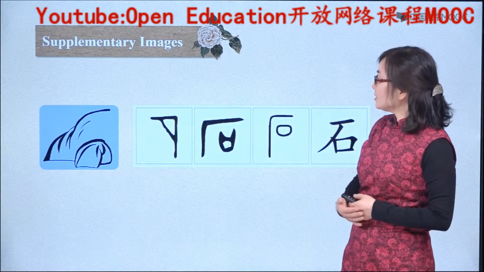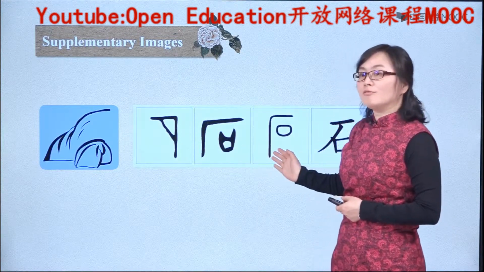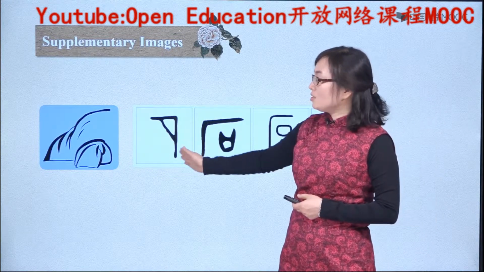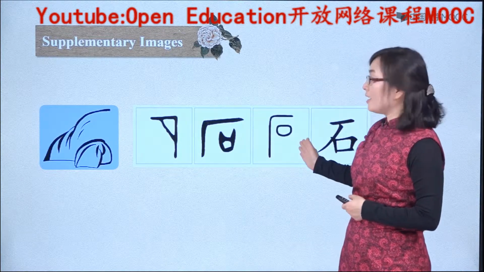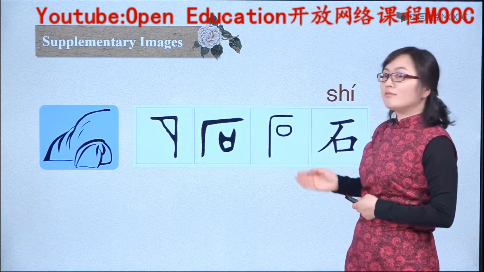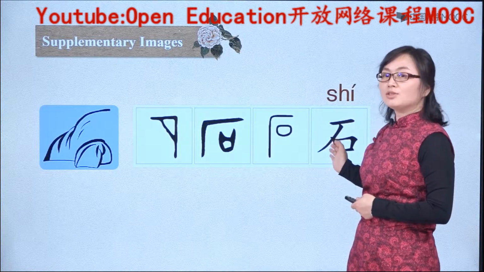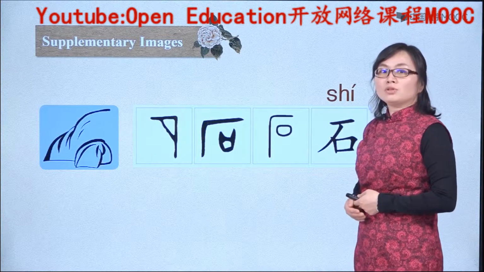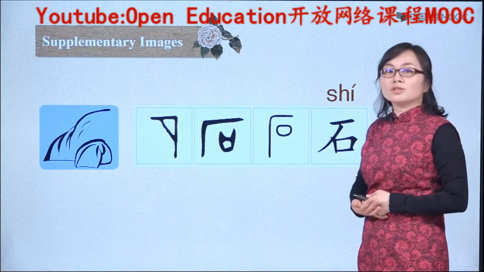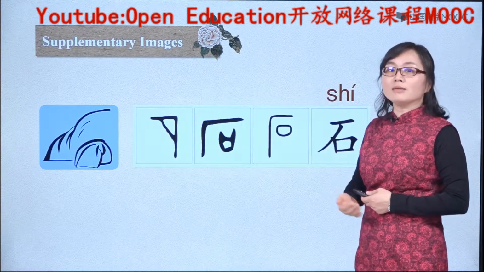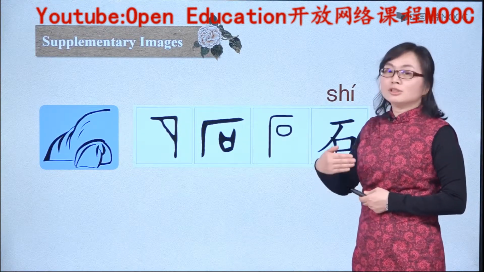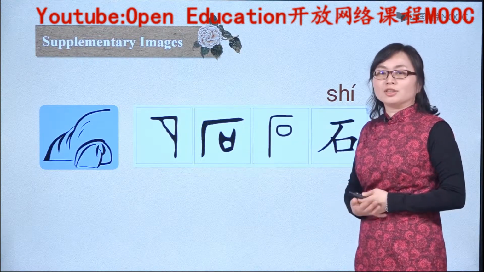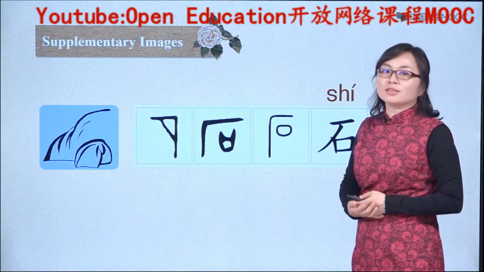Now take a look at the changes of the physical structures of this character. It started from this image, and then later, finally, we have the modern character meaning the stone, pronounced as 石. So this is an example for us to understand the supplementary image to the main image to form a character. We may have another good example.